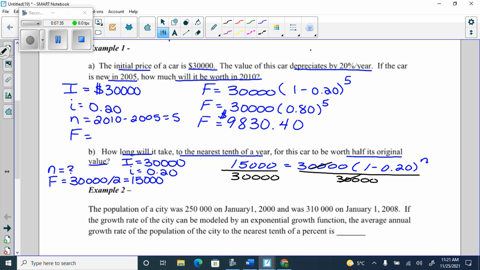You cannot make the 30,000 join the 0.8. You cannot multiply those together or bad things will happen. You're going to get the wrong answer, and it's a common error. So instead of taking the 30,000 and multiplying by the 0.8, which is illegal, you have to divide it over. So now we get 0.5 equals 0.80 to the n.